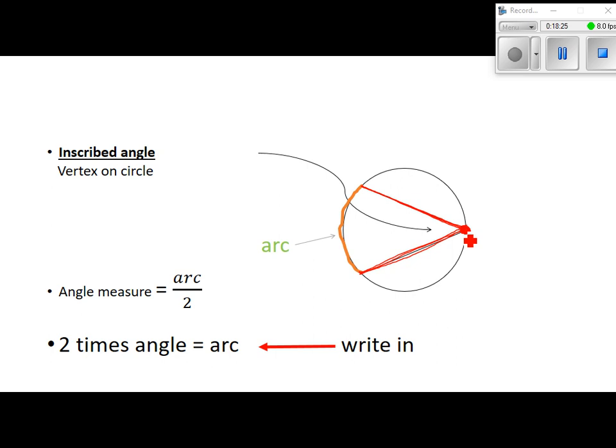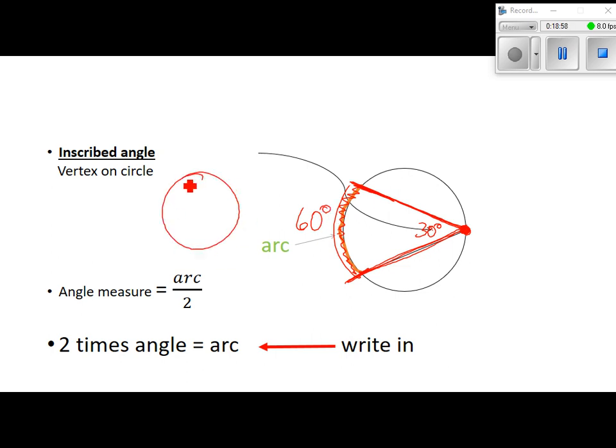Whenever you have an inscribed angle, it cuts off an arc right here. Just look at the side there where it cuts off that arc. The angle and the arc are still related, but they're not the same like a central angle. The arc is always going to be 2 times the angle. So if I know the angle is 30 degrees, then this arc out here has to be double that, which is 60.